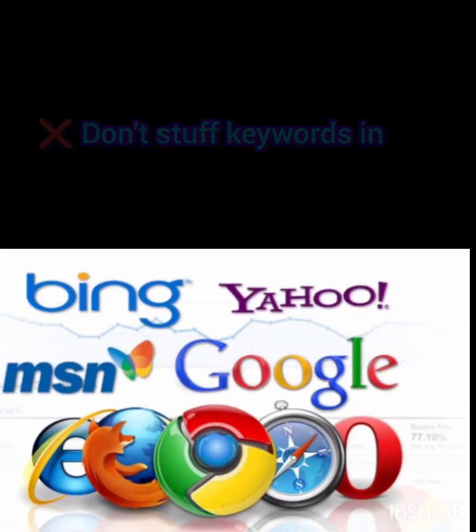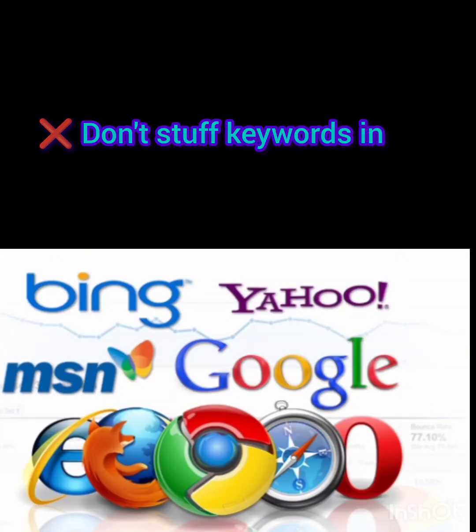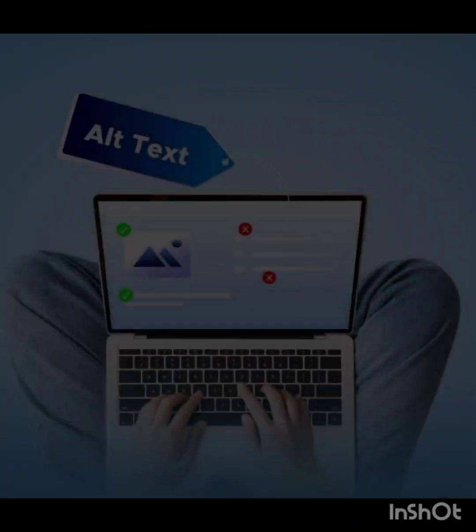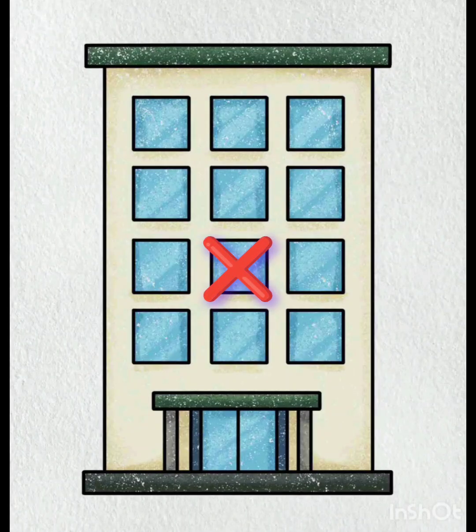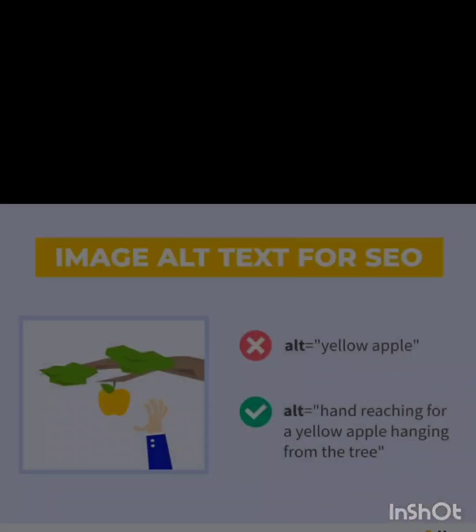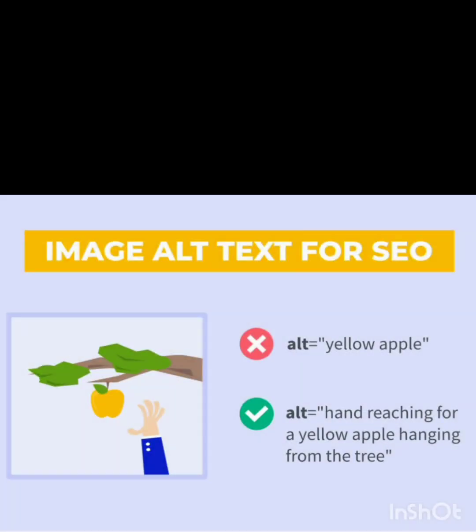And please remember that alt text is not a way to stuff keywords, as a search engine would likely know the object in the image using its AI. If alt text says best digital marketing training, but you use a photo of a building, it leads to flagging your content as low quality. Always describe the image accurately, then include a keyword naturally.